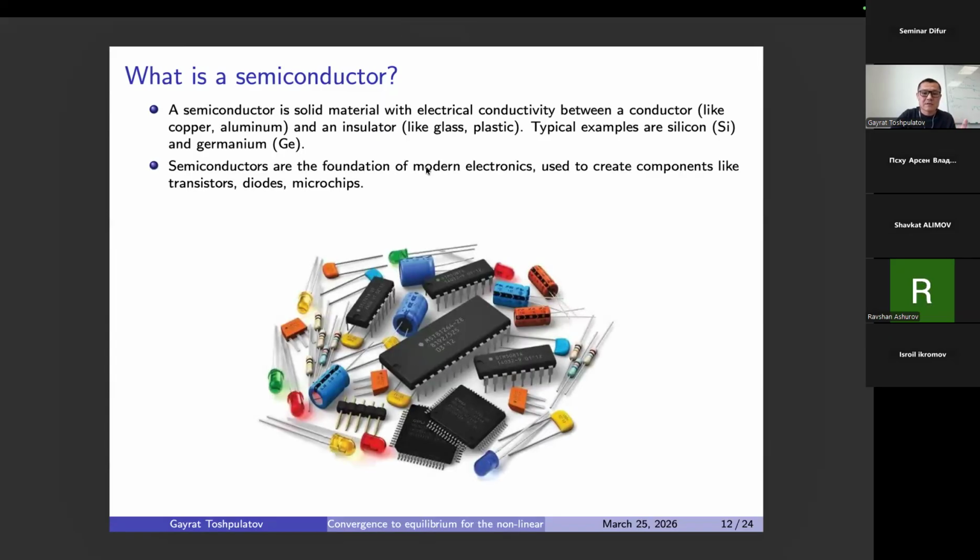This type of material is used in almost every modern electronic device, and they use it to create components like transistors, diodes, microchips. As in this picture, they are semiconductor devices. So this is just some material, and we use this in electronics.